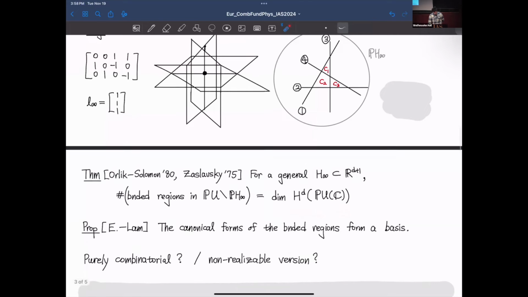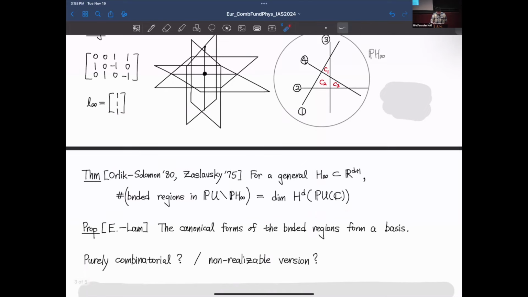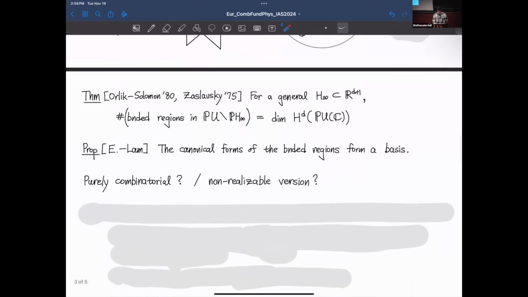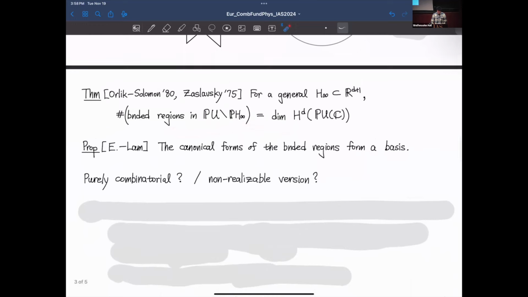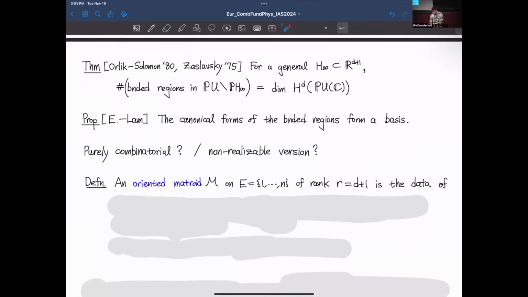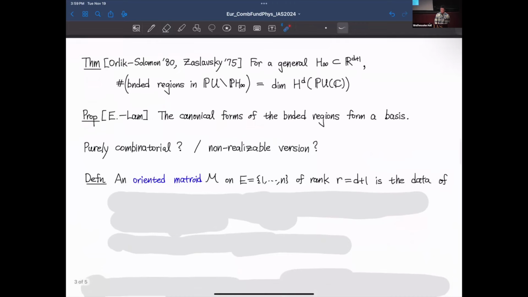Okay, so from the picture, it was somewhat obvious what to guess, and it was almost as easy to prove it, at least given the numerology. And then the question is, okay, can I make this into a purely combinatorial version? And for that, I'll need to introduce one object, which I think many of you might already know. Some of you may not, or some of you may appreciate a reminder. So we begin with an object called an oriented matroid.